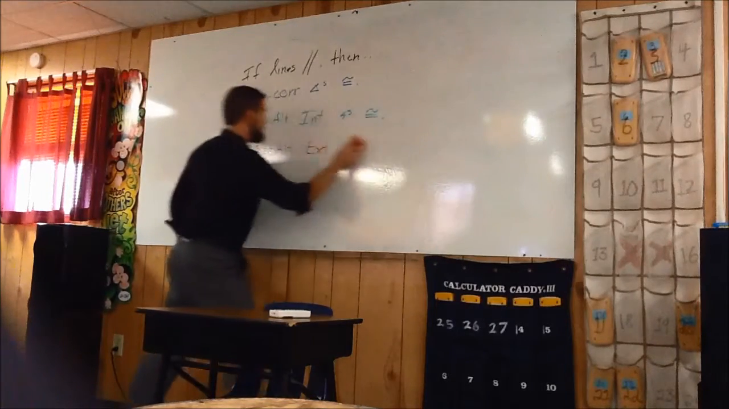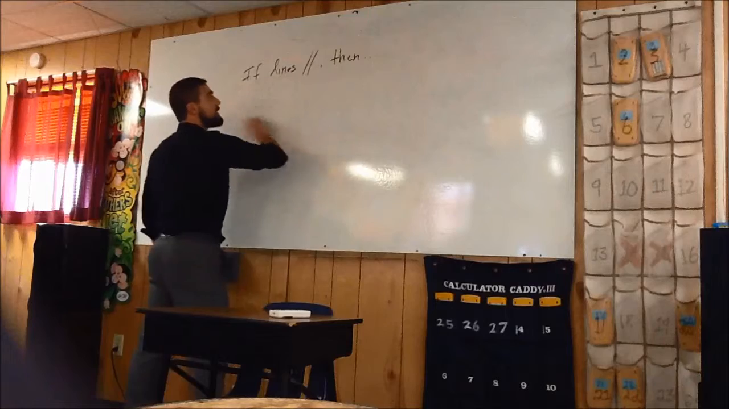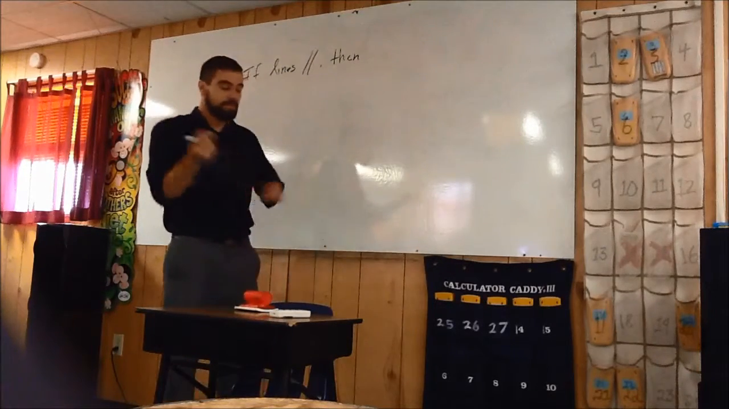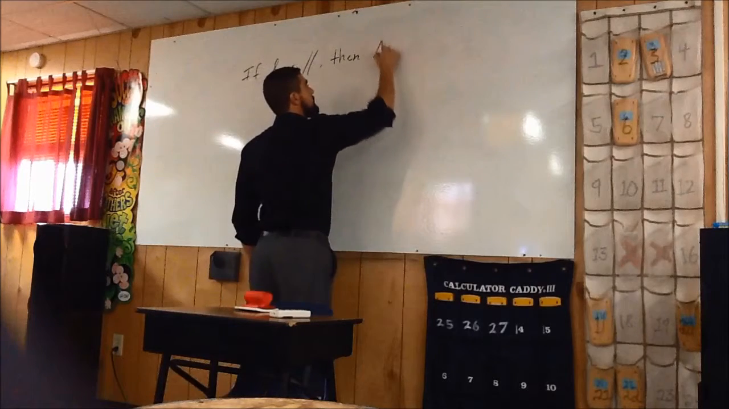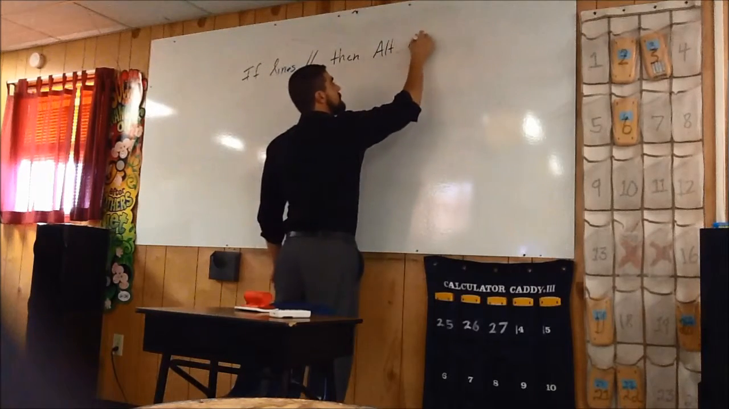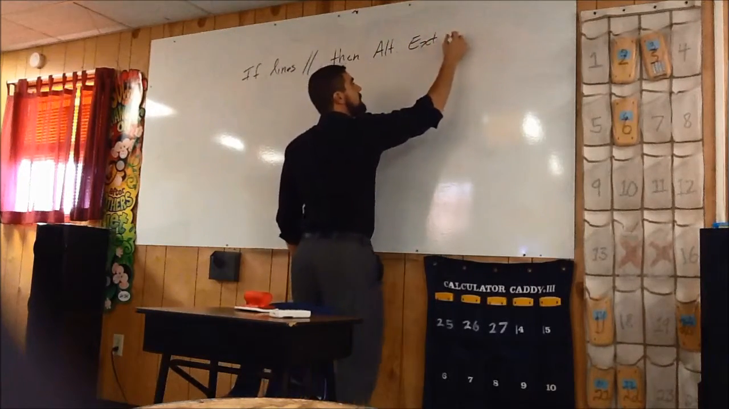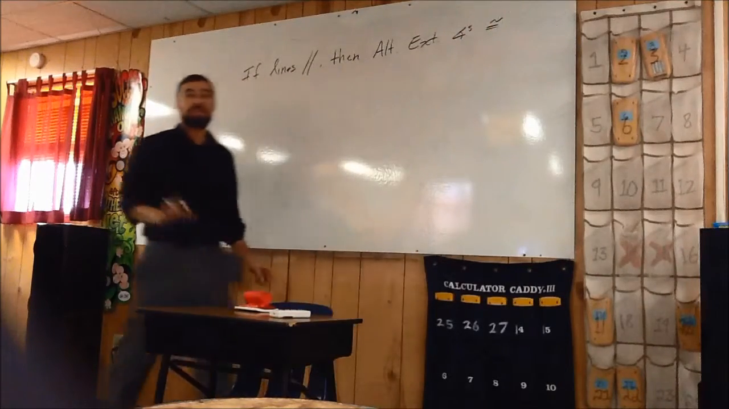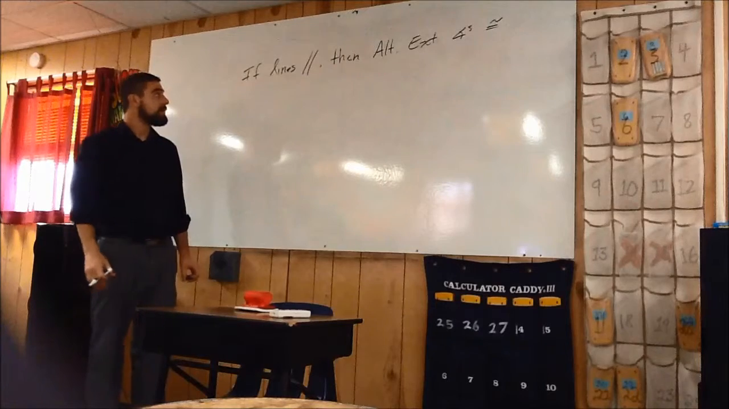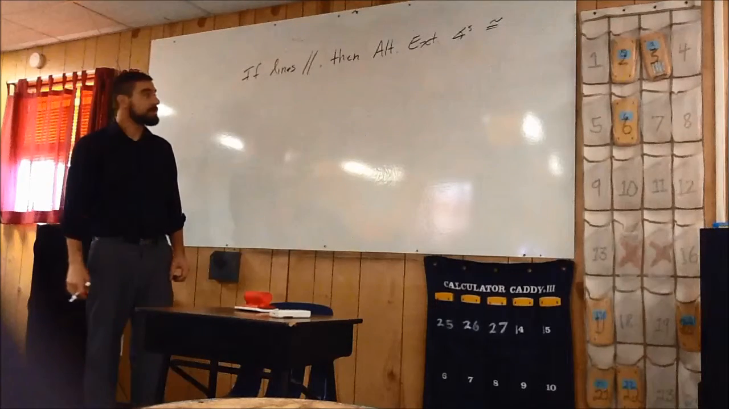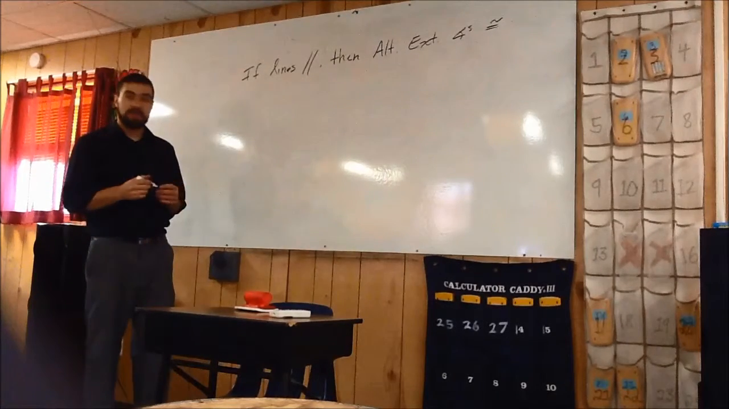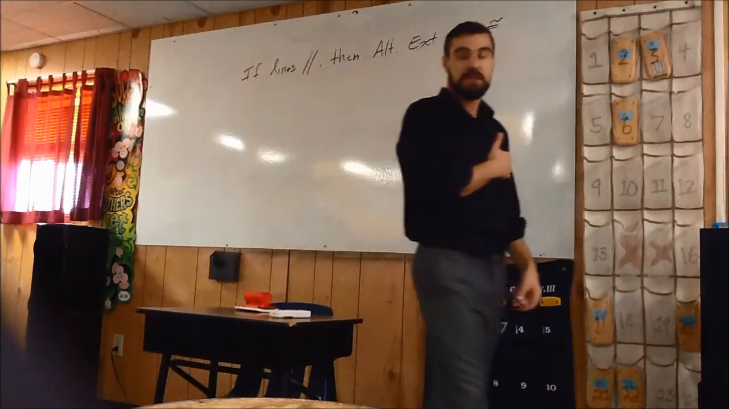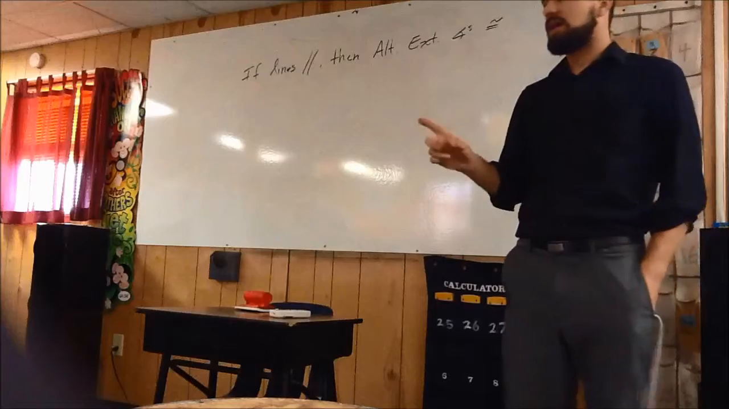So I'm going to go ahead and erase this, but I'm going to keep one up here. Let's say, I don't know, I like alternate exterior angles. So if we start off knowing that lines are parallel, then we know those four things, one of them being that alternate exterior angles are congruent. That's what you're going to be using on your homework this evening.